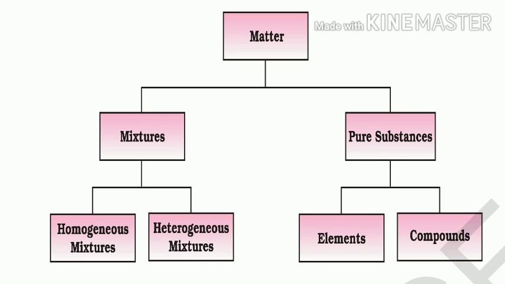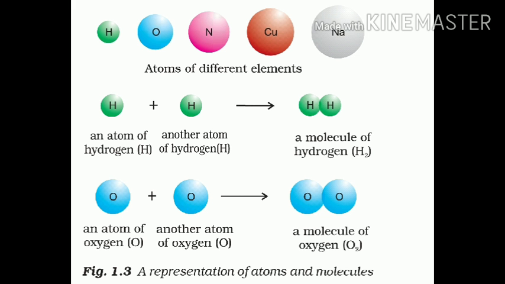Here we go for the first chapter of class 11th, that is basic concept of chemistry. In this chapter we will understand what are basic concepts of chemistry, like what is matter. Matter is anything which occupies space and has mass. And what are the types of matter, like elements, compounds and molecules.